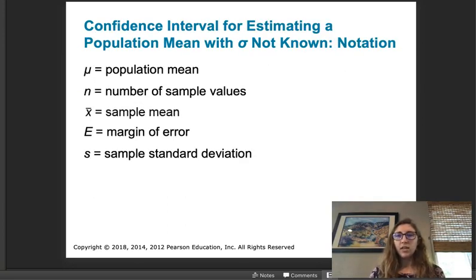All right, so just refreshing our memory here with our notation. Mu is population mean, n is sample size, x bar is our sample mean, e is our margin of error, and s is our sample standard deviation.